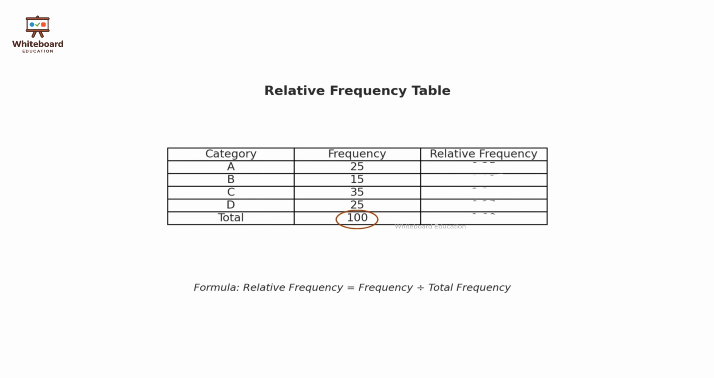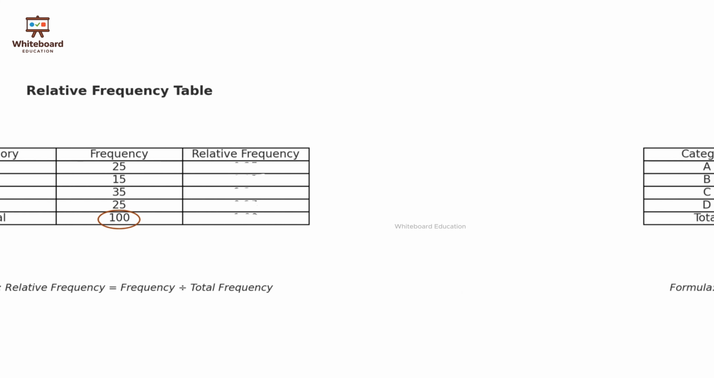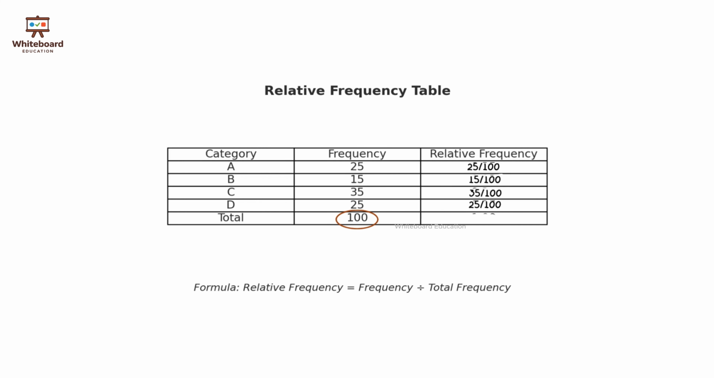See, the total frequency is 100. So, to find r.f, we need to divide the frequency of that category by the total frequency. I.e., 25 divided by 100, 15 divided by 100, and so on. After calculating, this is what it would look like. And remember, the total would always be 1.